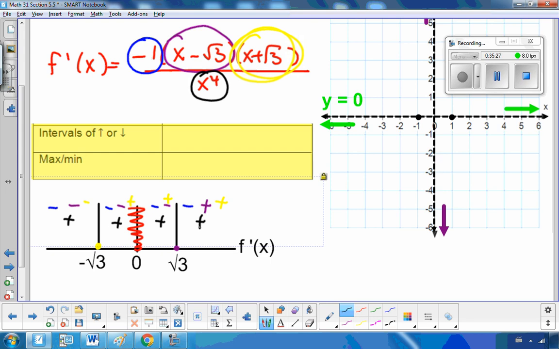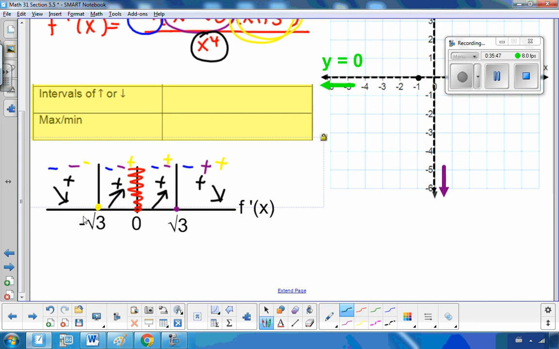So just looking for intervals of increase and decrease. In the first one I have 3 negatives, which means it's decreasing. In the next one I have 2 negatives, which is a positive, which means it's increasing. 2 negatives is a positive, which means increasing. 1 negative means it is decreasing. So nothing can happen at the vertical asymptote, but if you look at -√3, I'm decreasing to the left, increasing to the right, which means there would be a minimum at -√3.